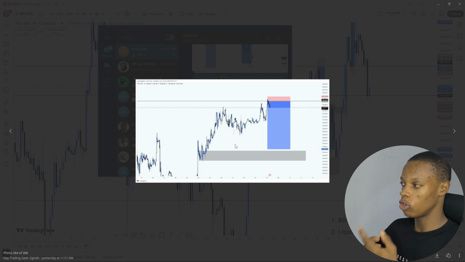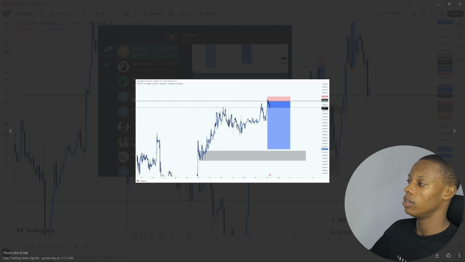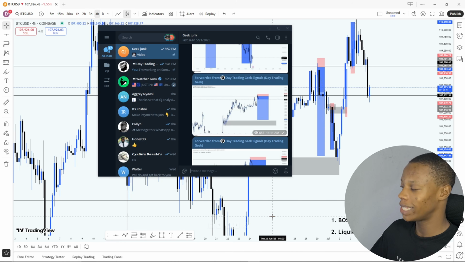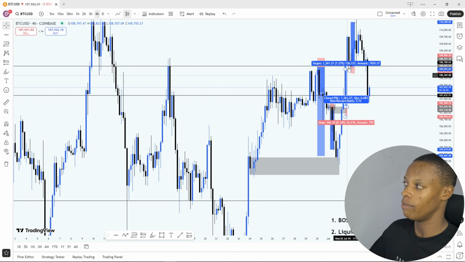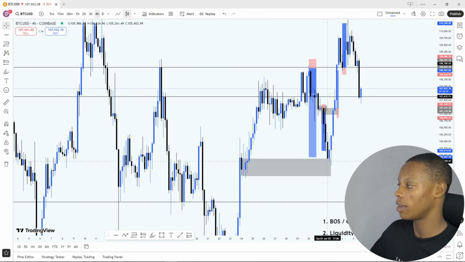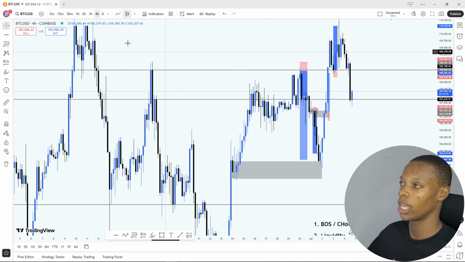And you can see this was when I had the setup. You can see it right here. I already marked it out right there when I was taking the sell. And on getting there, take a look at it. On getting there, price started reversing. If I didn't take my profits right here, I would have lost the profits I've been making.